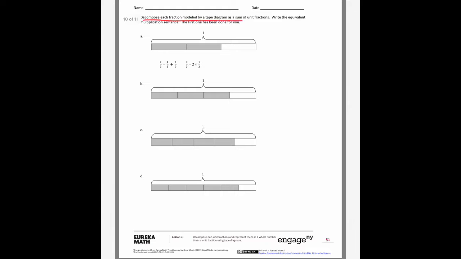So we're going to start off with lesson 3, and it says decompose each fraction model by a tape diagram as a sum of unit fractions. And then we're going to rewrite it as a multiplication sentence.